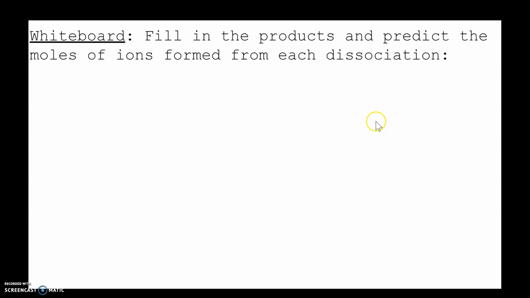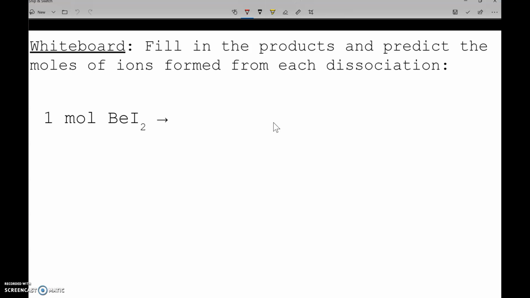Okay, these are just examples of what we just did. So practice doing these on your own, and then pause the video and come back and look at what we've done. This first one is beryllium iodide. If you look at your periodic table, you're going to break this apart because beryllium is a metal, iodine is a nonmetal, so this is going to be an ionic bond that breaks apart. Beryllium is in group 2, so it has a +2 charge. Iodine is in group 17, so it has a -1 charge.